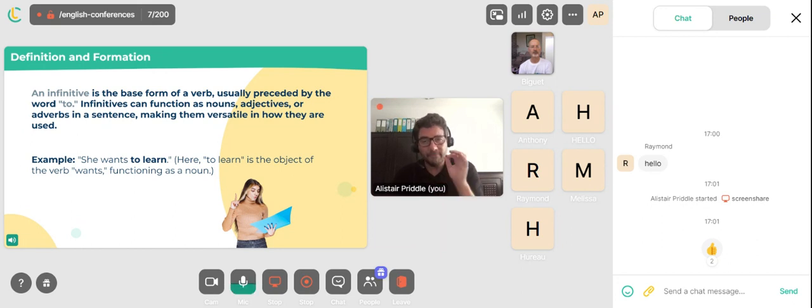Okay, so an infinitive is more complicated. An infinitive is the base form of a verb, usually preceded by the word to. Always preceded by the word to if it's the full infinitive. Infinitives can function as nouns, adjectives, or adverbs in a sentence, making them versatile in how they are used.